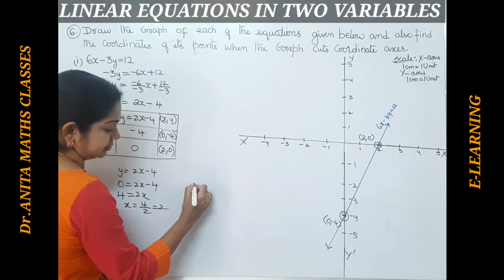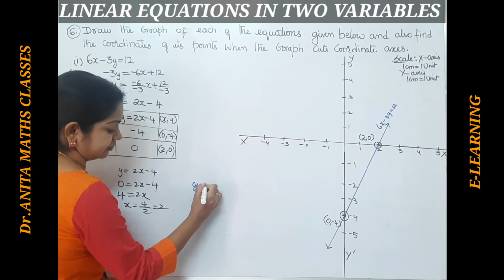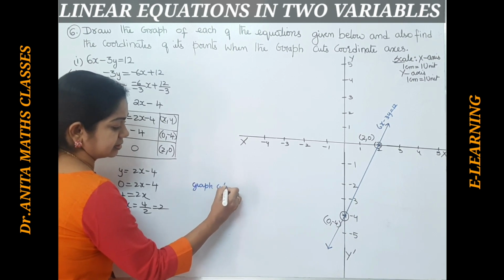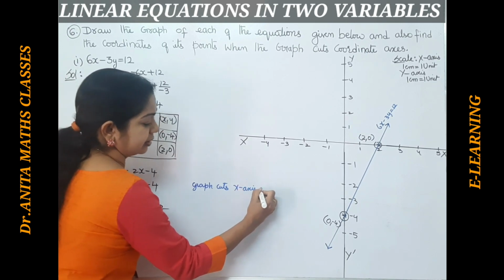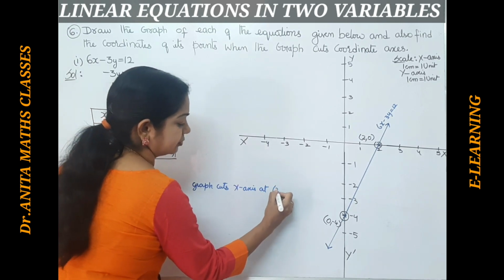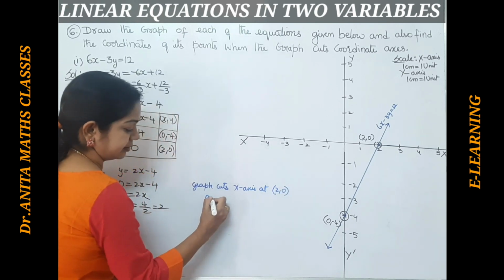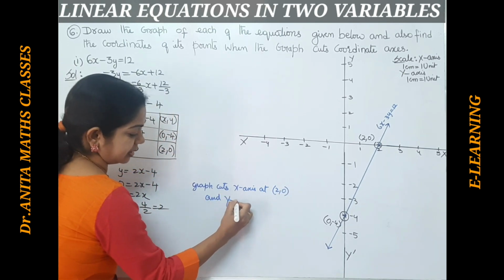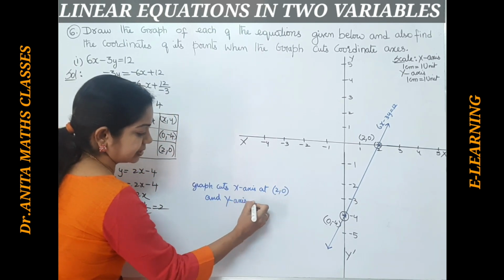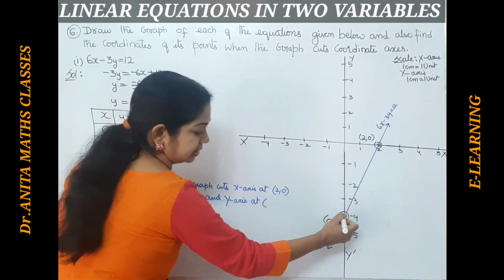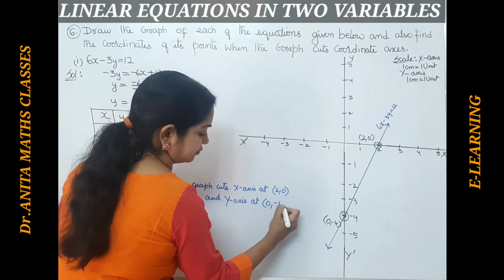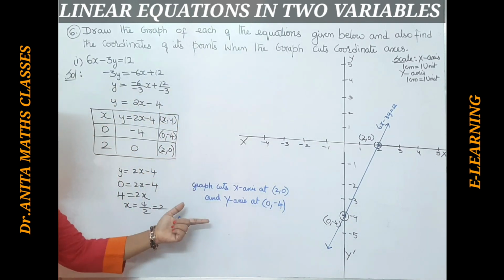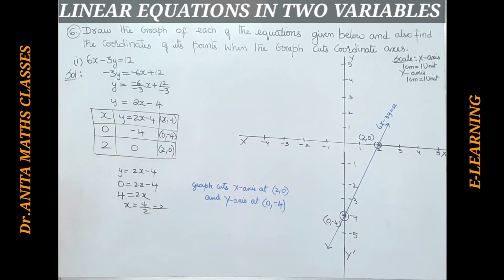write down here: graph cuts x axis at 2 comma 0, and because they are asking for coordinate axis, y axis at, so it's cutting the y axis at 0 comma minus 4. Okay, so this is the solution. Please pause the video and note it down.